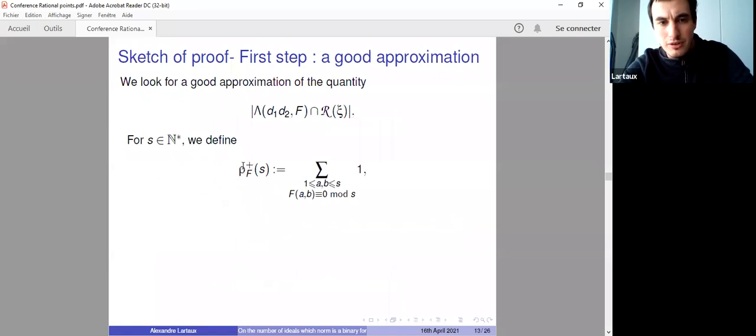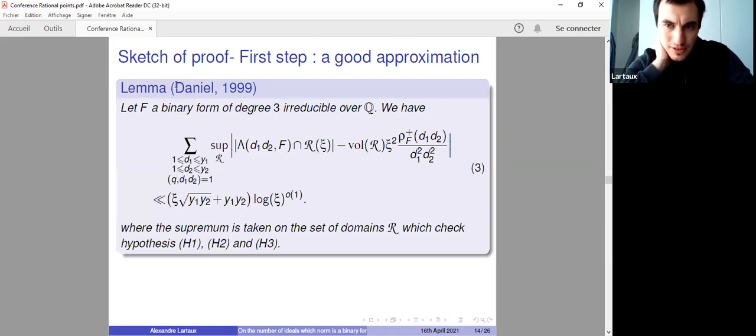To do that, we denote by rho f plus of S the number of tuples (a, b) such that S divides F of (a, b). And we can enunciate the following lemma due to Stefan Daniel. If we have a binary form of degree 3, then the quantity lambda of D1, D2F intersected with R of C is well approximated by this quantity. And so we have a very good approximation of this quantity when the numbers D1 and D2 are well bounded.